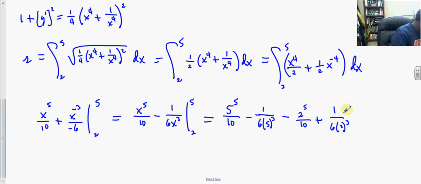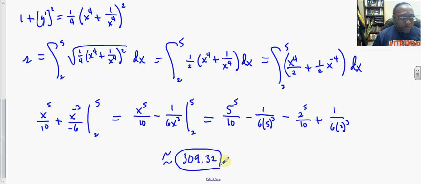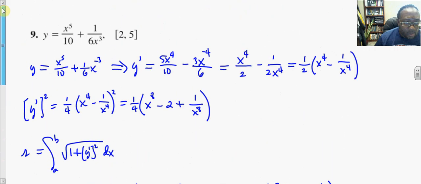On the calculator, you plug all that in and we get something around the neighborhood of 309.32. Okay. So that was number 9.